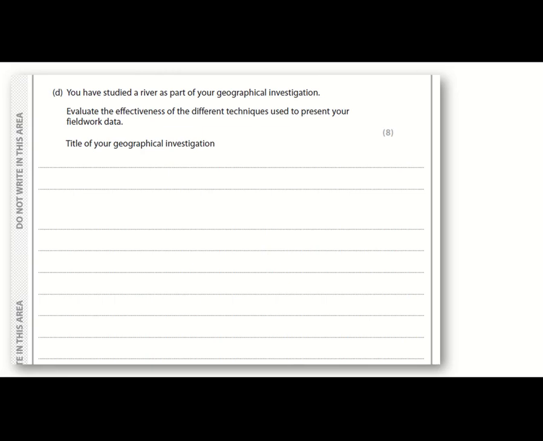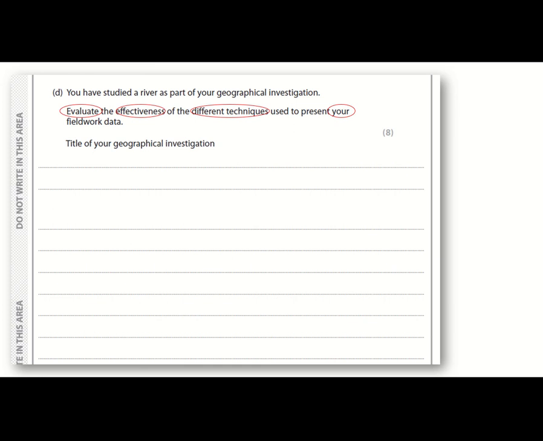Okay, so another question. This one's another big one, and again, it's evaluate. You have studied a river as part of your geographical investigation. Evaluate, for 8 marks, the effectiveness of different techniques used to present your fieldwork data. You must talk about at least 2 ways to present your fieldwork data, and that's why I haven't just said scatter graph is the answer for everything, because you need to talk about scatter graph here and probably the bar chart or a sketch map.